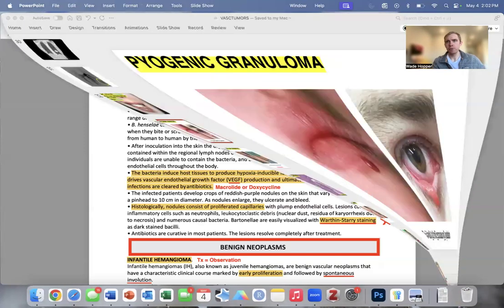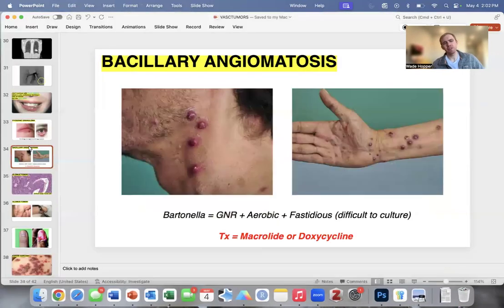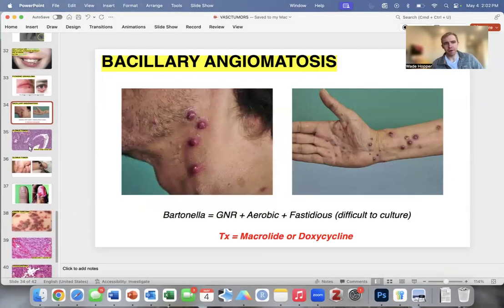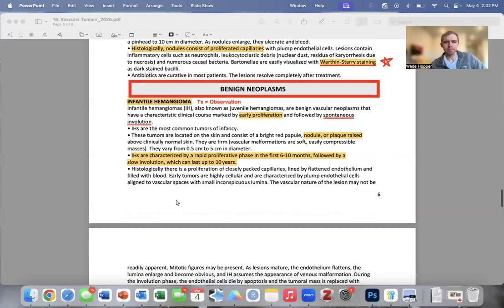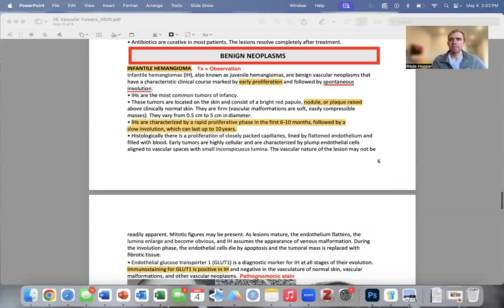Let's go to some photos. This one is pretty separate, pretty different from other tumors in this lecture. It's raised. It's papular. The patient tends to have a history of an immunocompromised state, and they might mention cat exposure. So that's bacillary angiomatosis. Again, diagnosis is not super difficult. Any questions then?